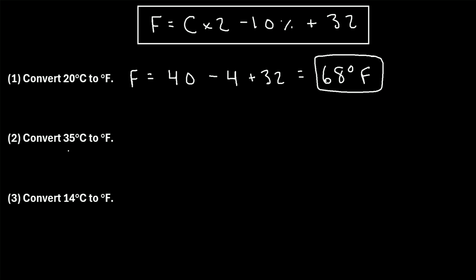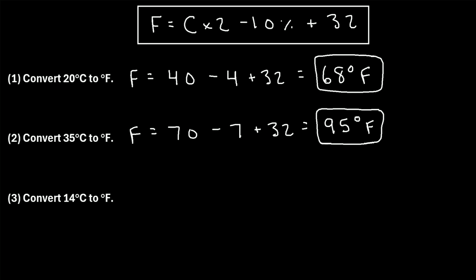All right, let's check out the second example. Convert 35 degrees Celsius to Fahrenheit. So we'll say Fahrenheit is equal to, we'll plug in a 35 right here. So 35 times 2 is 70. And then we subtract 10% of 70. So 10% of 70 is 7. And then we still have to add 32. So we get 70 minus 7 is 63. 63 plus 32 is 95. So 35 degrees Celsius is equal to 95 degrees Fahrenheit.